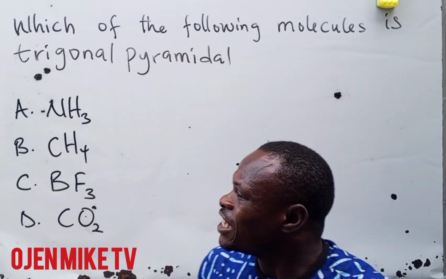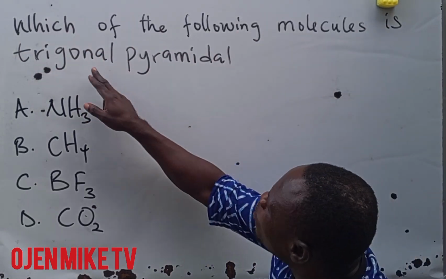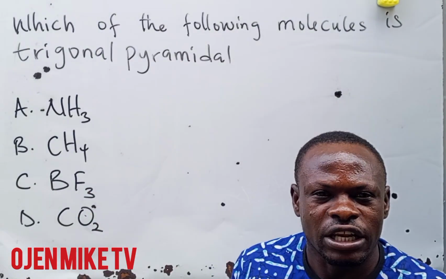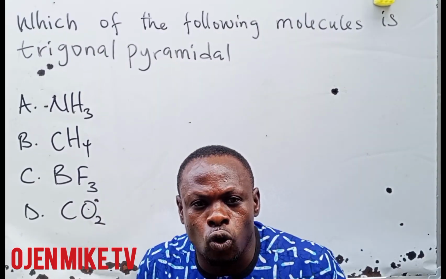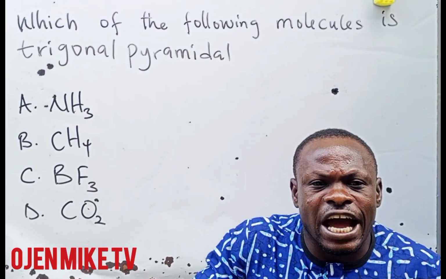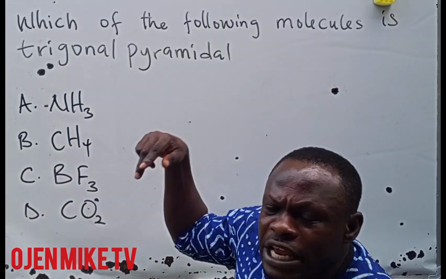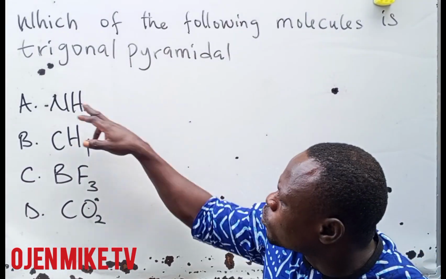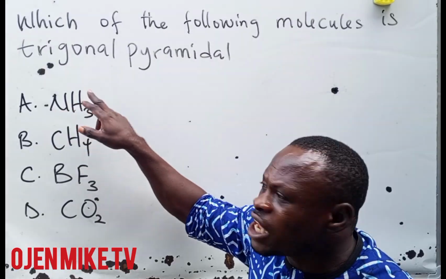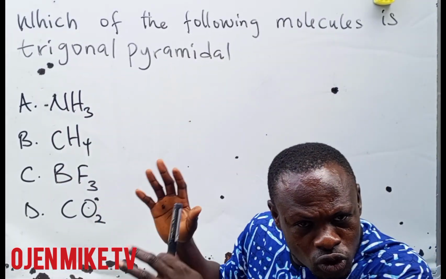Look at this question. Which of the following molecules is trigonal pyramidal? The shape of a molecule is determined by the number of atoms that surround the central atom. Do you get that? If you look at this one, how many atoms surround the central atom? Which one is the central atom? Look at nitrogen here. The central atom is nitrogen. Hydrogen, we have 3. Since it is 3, there is a shape known for it.